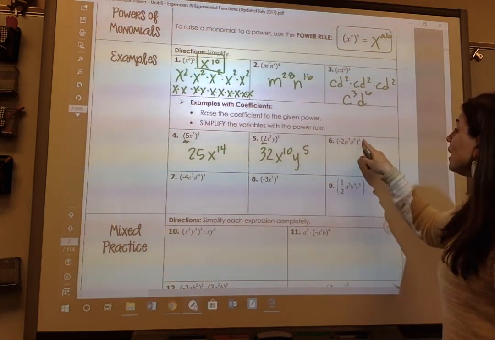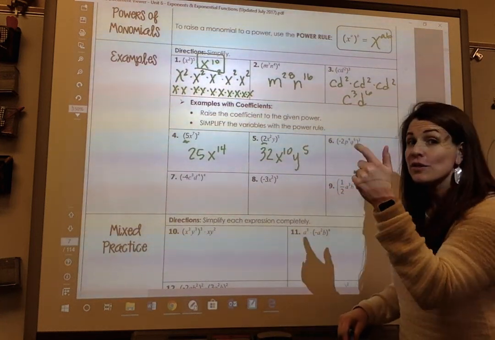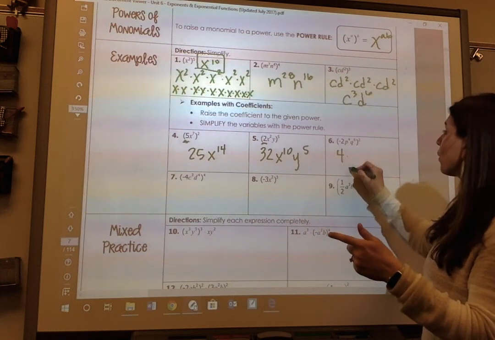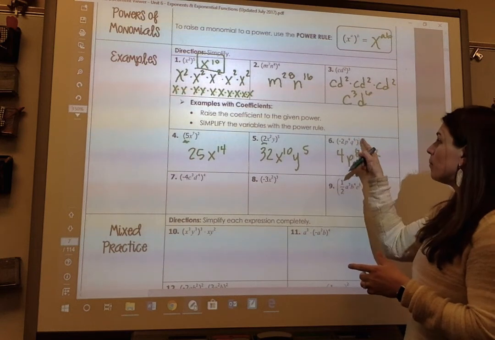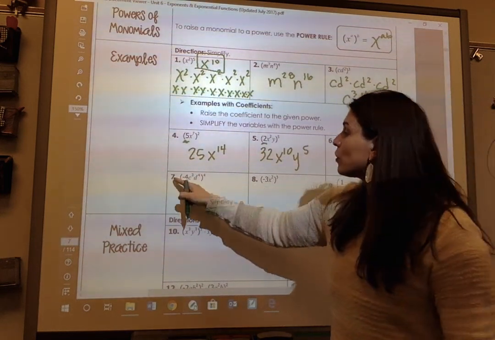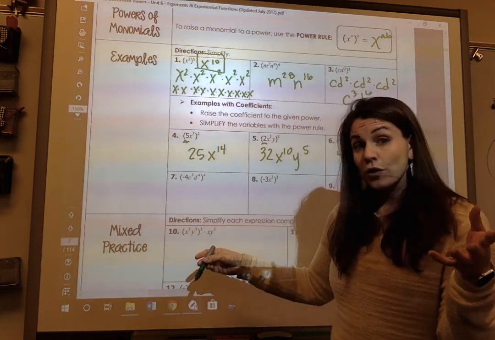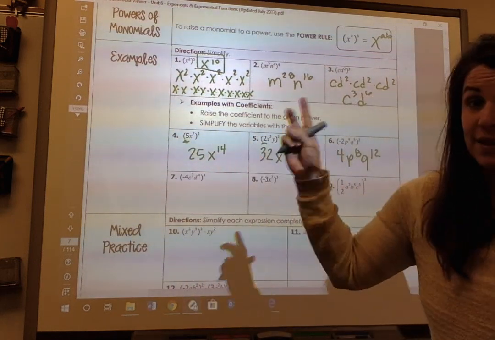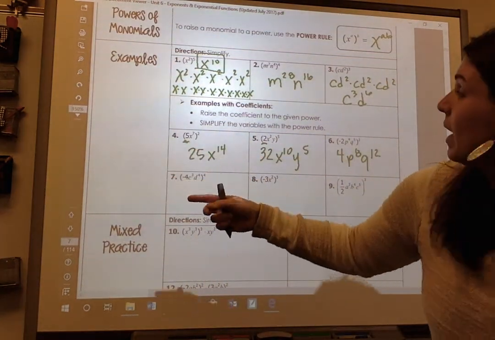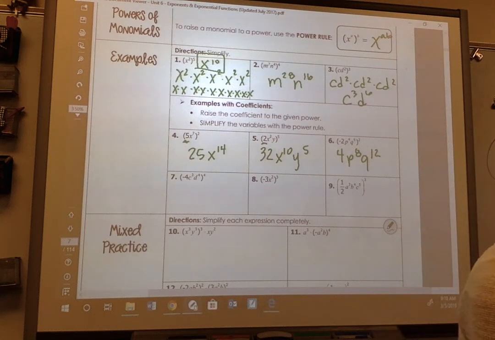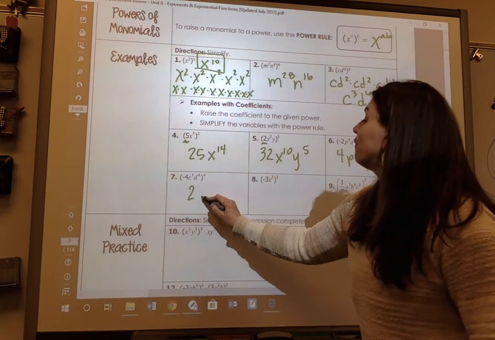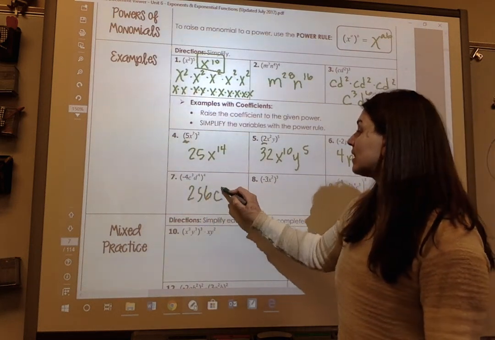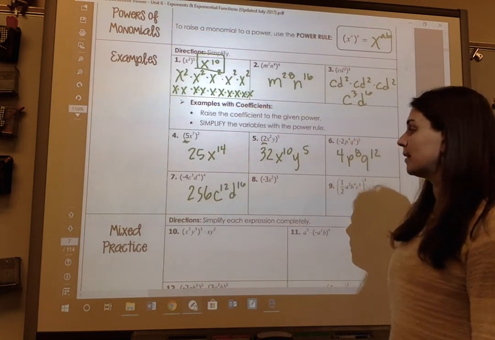Number 6, negative 2 squared. A negative 2 times a negative 2 is a positive 4, p to the 8th, q to the 12th, because I'm multiplying these exponents. Number 7, I get negative 4 to the 4th power. That's a negative 4 times a negative 4, which is 16, and then a negative 4 times a negative 4, which is a positive 16. And 16 squared is going to give me 256, and now I get c to the 12th, d to the 16th.